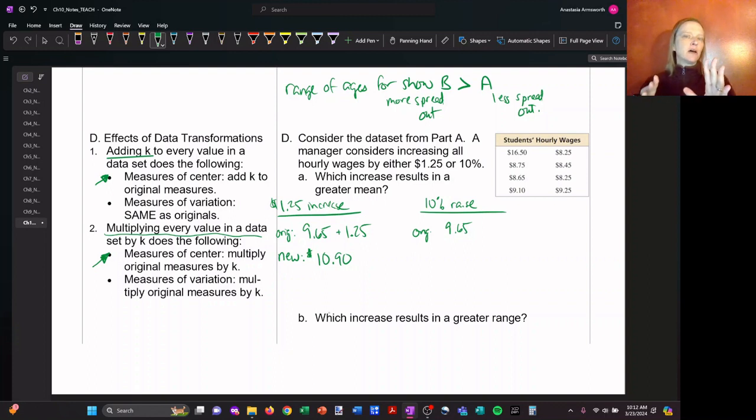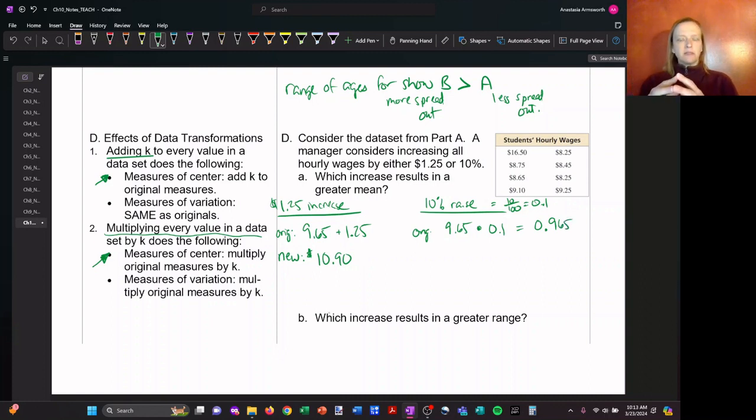Now, I'm going to do this kind of wrong, and then I'll do it the right way. A lot of times students look at this and think, okay, it's a 10% raise, so let me multiply this by 10%. Remember, percent means out of 100. So 10 out of 100 is 0.1. So they take this 9.65 and multiply by 0.1, and that gives us 0.965.